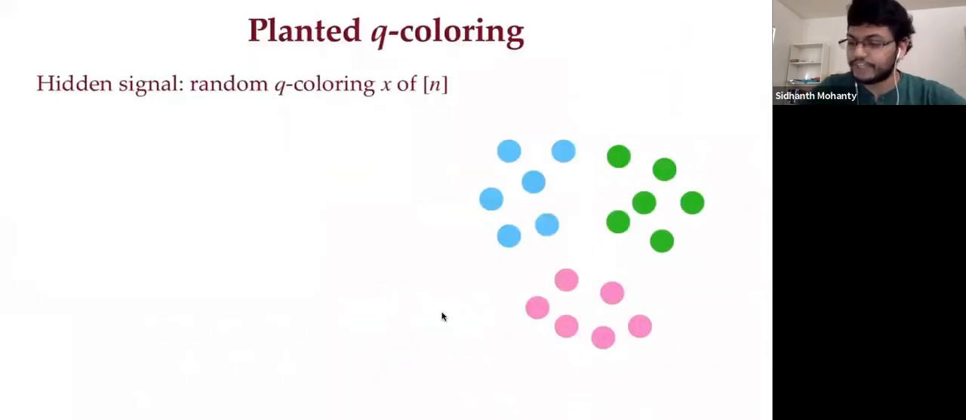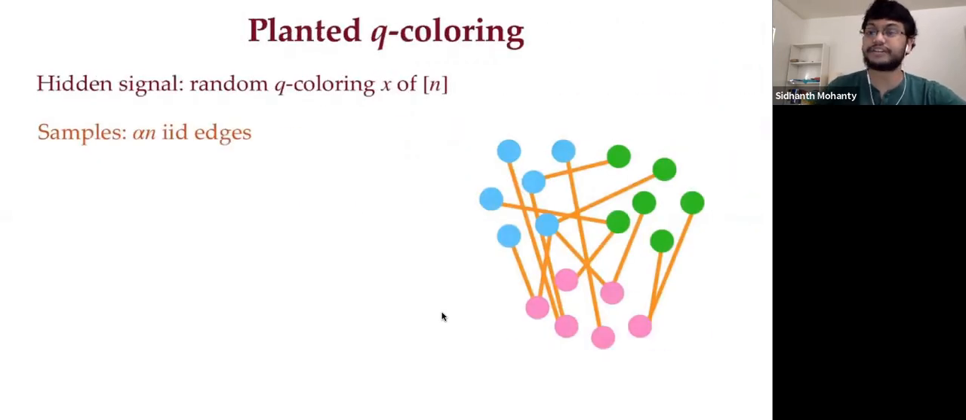To make things more concrete, the first problem that we will consider is what we call the planted q coloring. The hidden signal: you should think of a vertex set numbered 1 through n, and every vertex is given a uniformly random color between 1 and q. So now you have some coloring of these n vertices. The samples that you receive about this hidden coloring are alpha n IID edges, independently identically distributed edges.